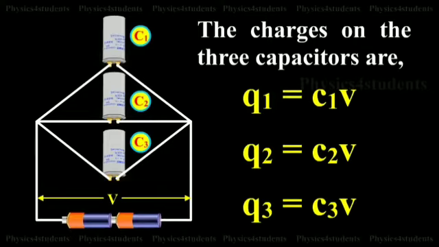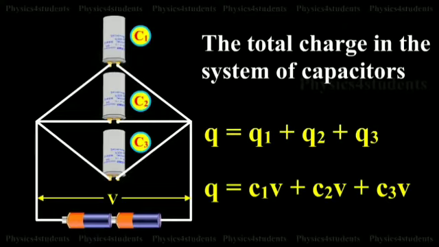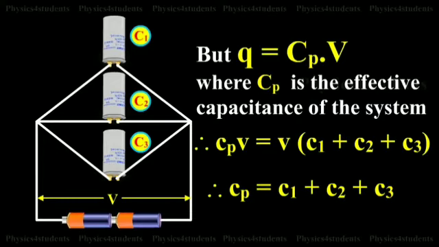So, let the charges stored be Q1, Q2, Q3. So the total charge in the system of capacitors Q is equal to Q1 plus Q2 plus Q3. So Q is equal to C1V plus C2V plus C3V. If these three capacitors are considered to form a single capacitance CP, so CP is equal to V into C1 plus C2 plus C3 divided by V. V is common, so cancelled. So CP is equal to C1 plus C2 plus C3.